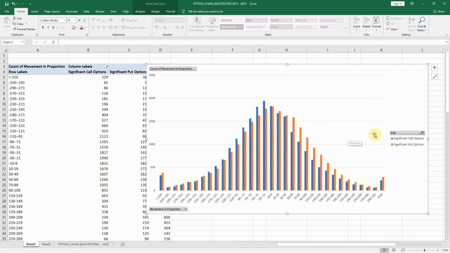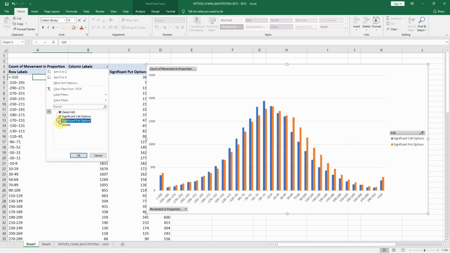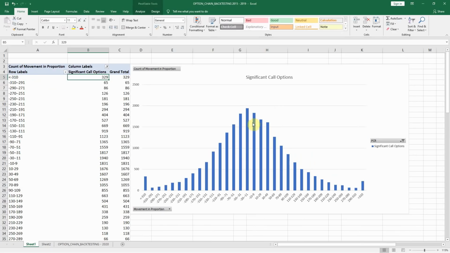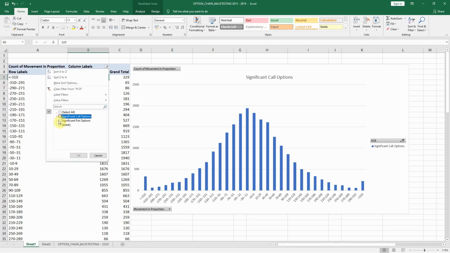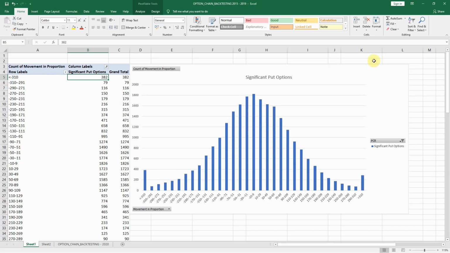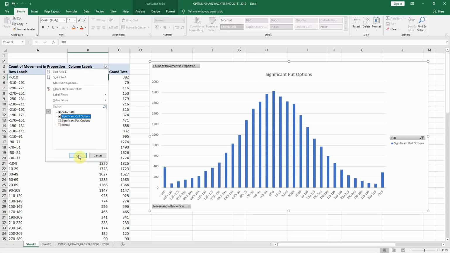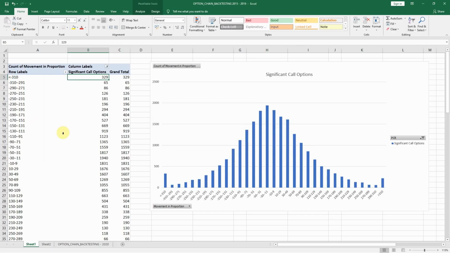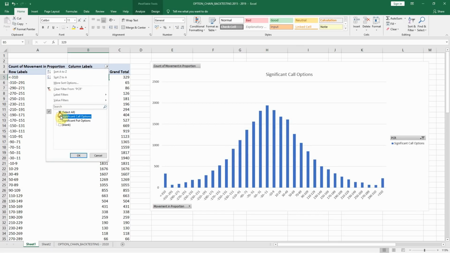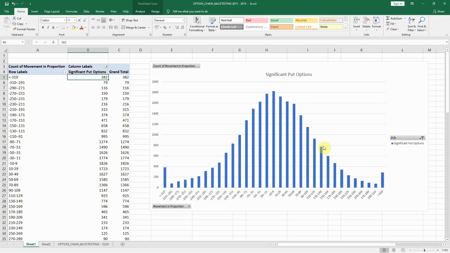Now remember, if I take call option, look at this. I want everyone to pay attention here. This is a call option. If I go to a put option, you can see a different skew. Can you see there is a change in skew? It is going to shift slightly. If I say significant call, the skew is going to be towards the left-hand side, towards the negative side. And if I take the put one, it is towards the right.